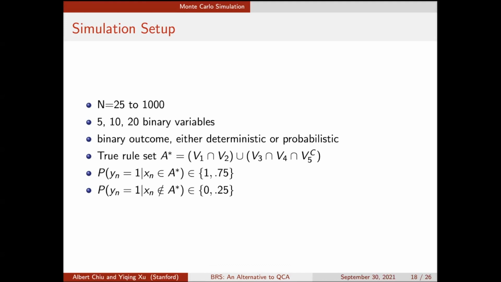Alternatively, we're going to have a probabilistic setting where even if it is part of the true rule set, there's going to be a small chance, a 25% chance, that it's still going to have negative outcome. And if it's not in the true rule set, there's still going to be a small chance, a 25% chance, that it will have positive outcome.